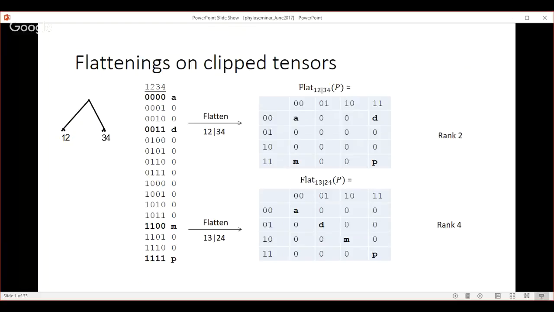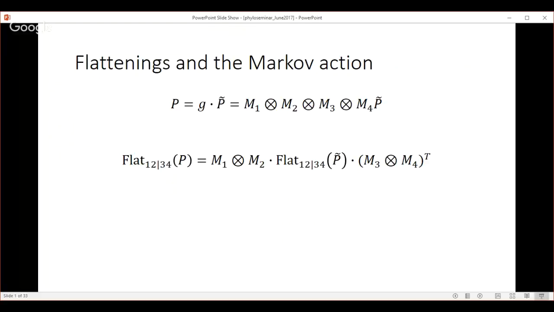It's interesting to think about flattenings on these clipped tensors. Remembering that in a clipped tensor, we haven't had any time for evolution to happen between 1 and 2 or between 3 and 4, so they're stuck being identical. We've only really got 4 patterns here that could be non-zero. If I choose to flatten that using the same split that appears in this tree, so my actual underlying tree the data has arisen on has the split 1,2 away from 3,4, and I flatten using that same split, then I end up with a matrix that has a bunch of rows and columns that are just zero. So this matrix has rank 2. Whereas if I flatten using a split that's not in the tree, I've got all of my 4 non-zero values on the diagonal, and I have a matrix that's still rank 4. This interesting fact is basically what plays into how we get these phylogenetic edge invariants.